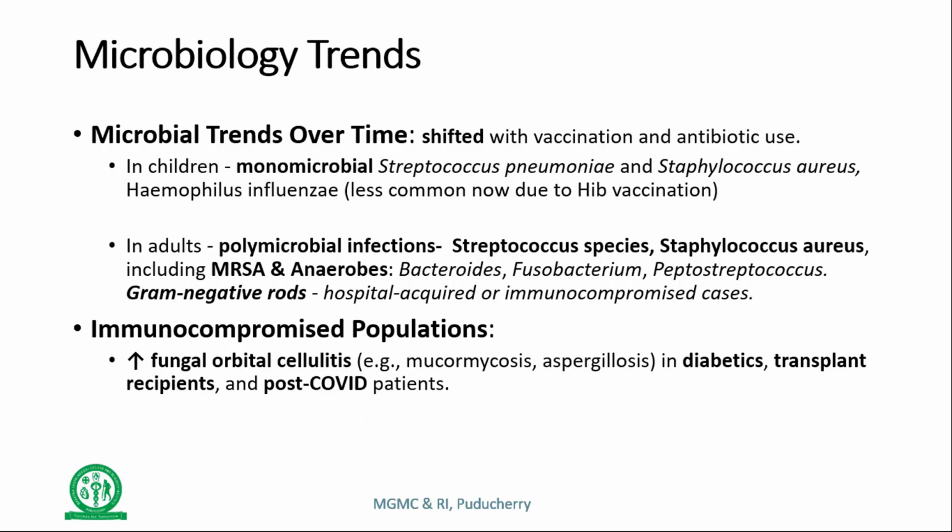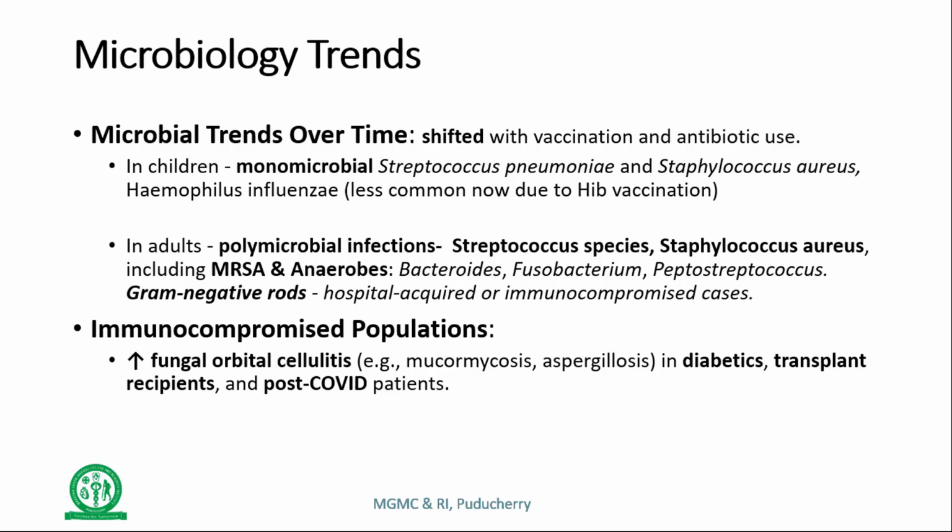In children, it is usually monomicrobial, that is, the infection is by a single organism, with Streptococcus pneumoniae and Staphylococcus being the most common organisms. And we have noted that with the increasing use of vaccines, influenza-related infection has come down. While in adults, it is mostly polymicrobial. We also see MRSA increasingly in adults, as well as anaerobes and gram-negative rods.